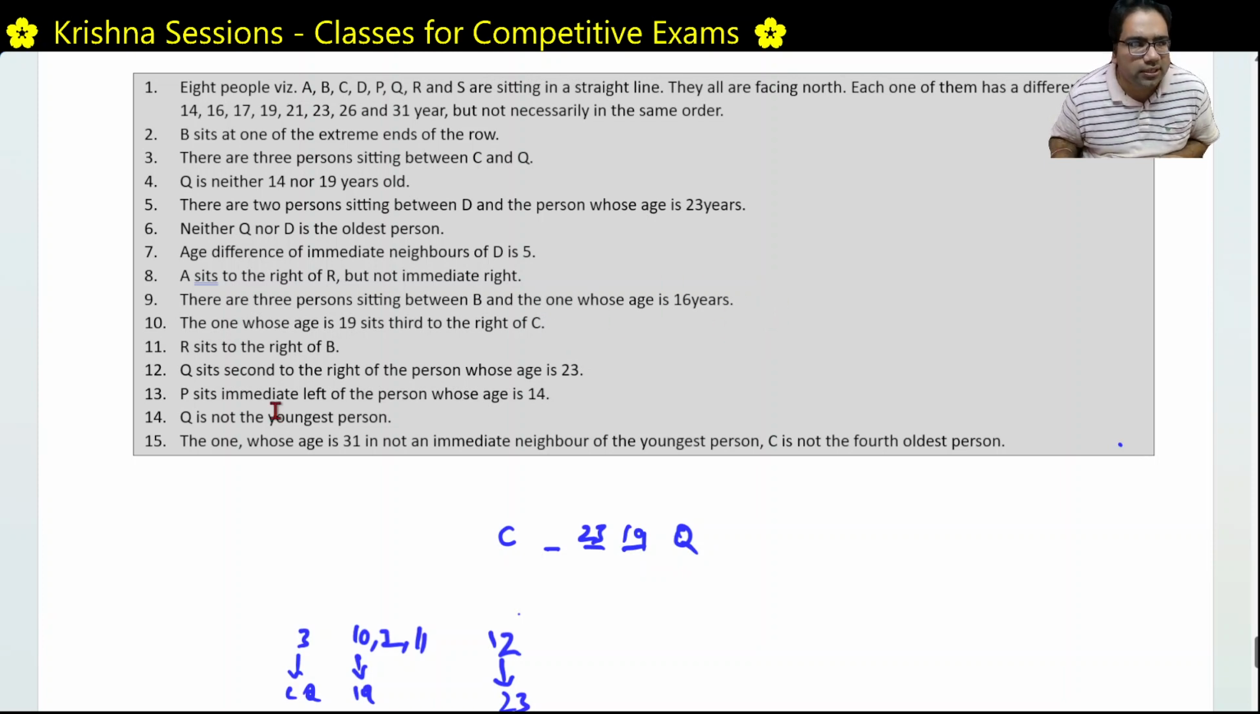Next, let's look at the conditions again. P sits immediate left of the person whose age is 14. Okay, we don't know who is 14. Where is P? Q is not the youngest person. The one whose age is 31 is not an immediate left of the youngest person. C is not the fourth oldest person. This is all that is given.